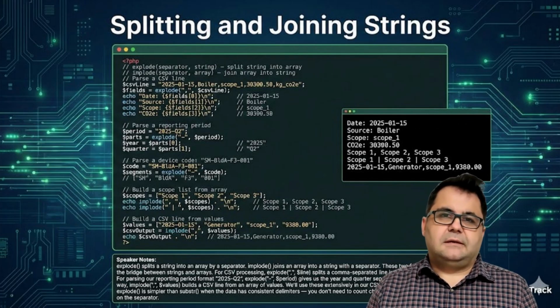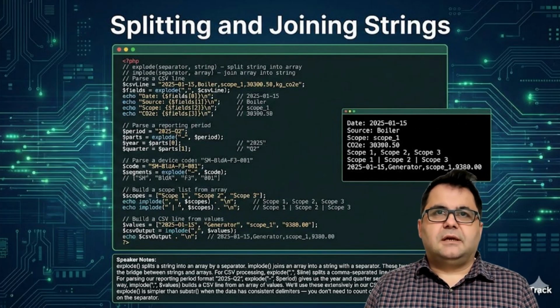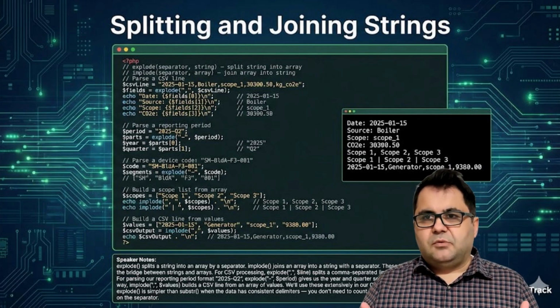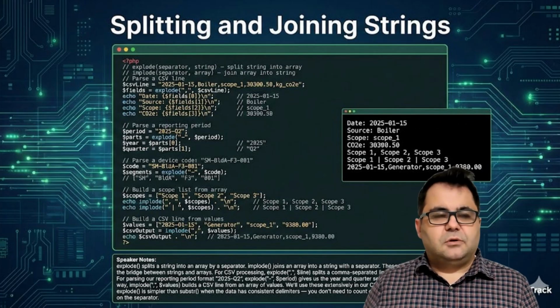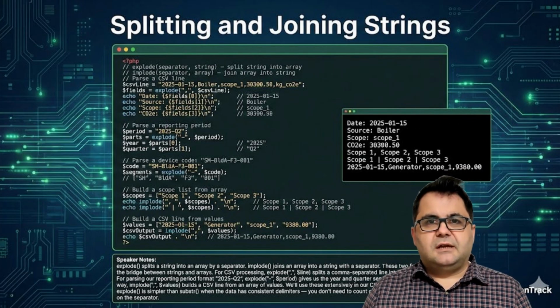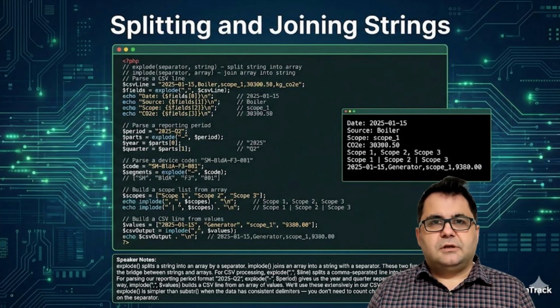Going the other way, implode builds a CSV line from an array of values. We'll use these extensively in our CSV import-export features. Explode is simpler than substr. When the data has consistent delimiters, you don't need to count character positions. Just split on the separator.